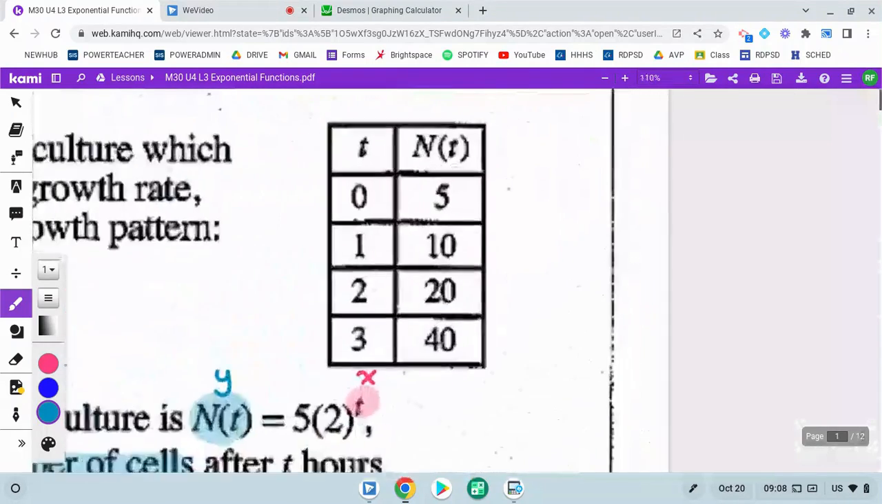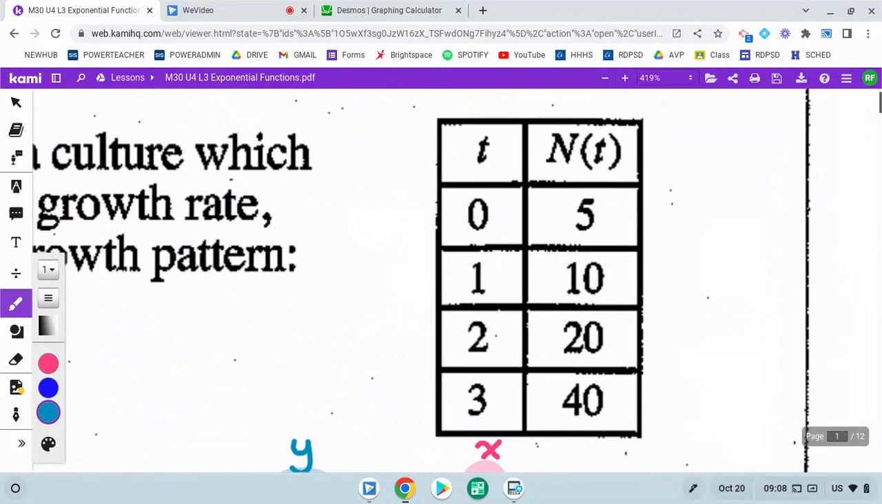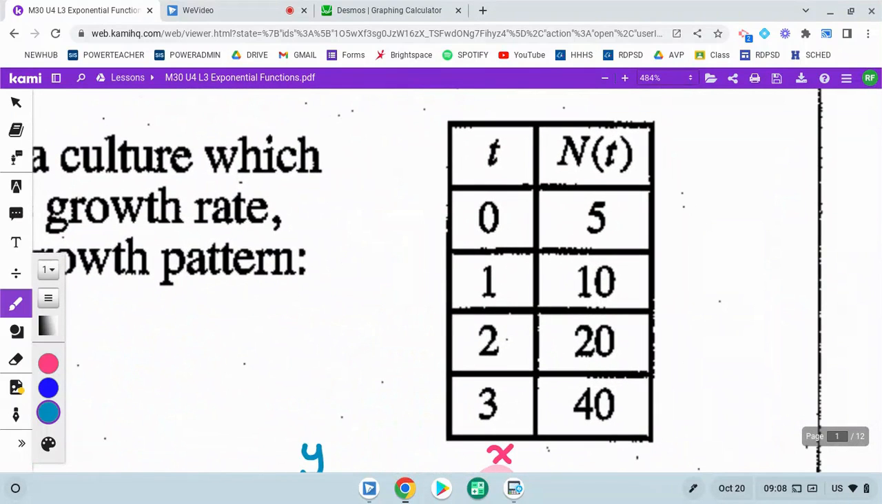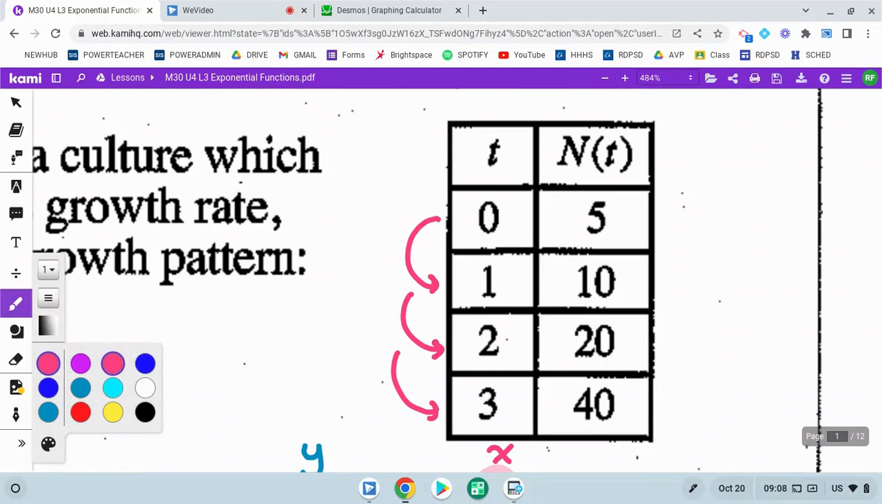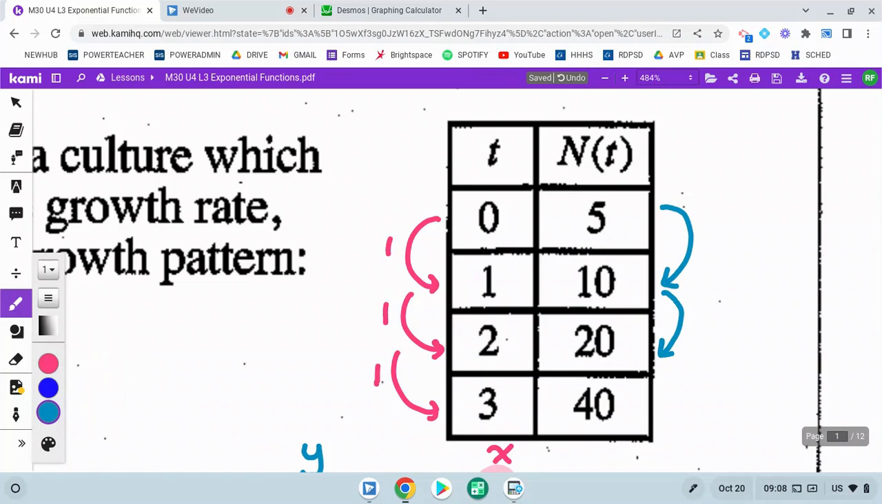Now, something I want us to recognize before we try and answer that question is every time my number of hours increases by 1, what happens to my number of cells? From 5 to 10, from 10 to 20, from 20 to 40, what is that number doing? Multiplying by 2, yes. It's doubling, right? 5 times 2 is 10.